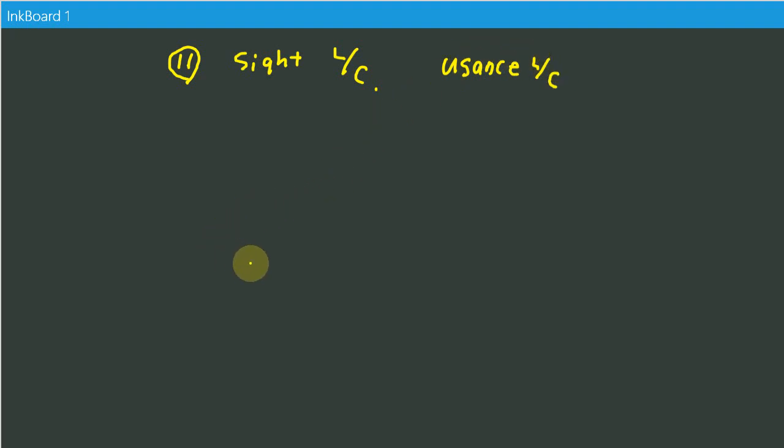Okay, as you can easily detect, the sight LC is the LC where payment is paid at the same time when the draft is submitted. Okay? Sight LC is the sight payment.